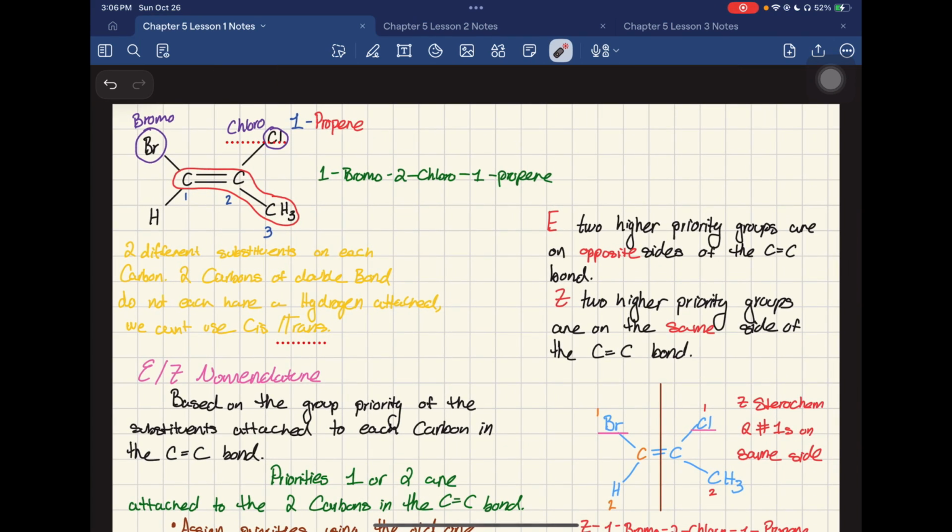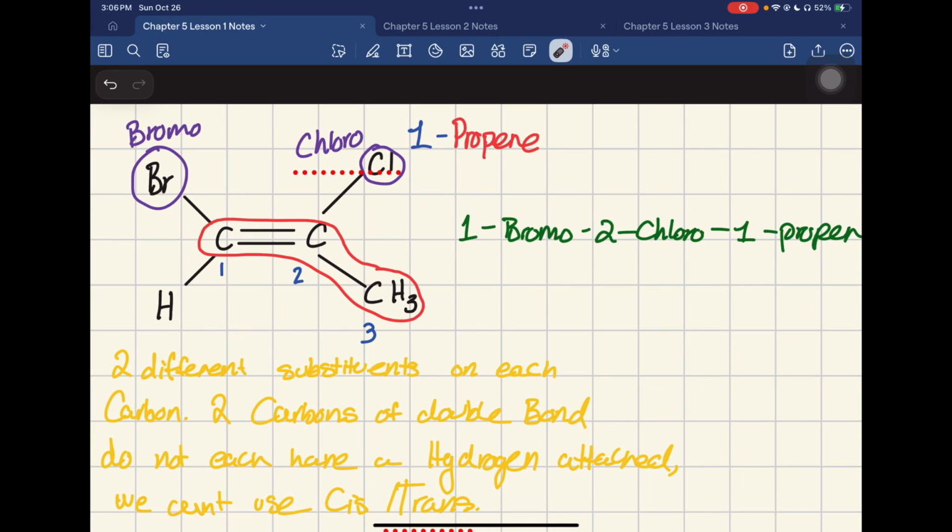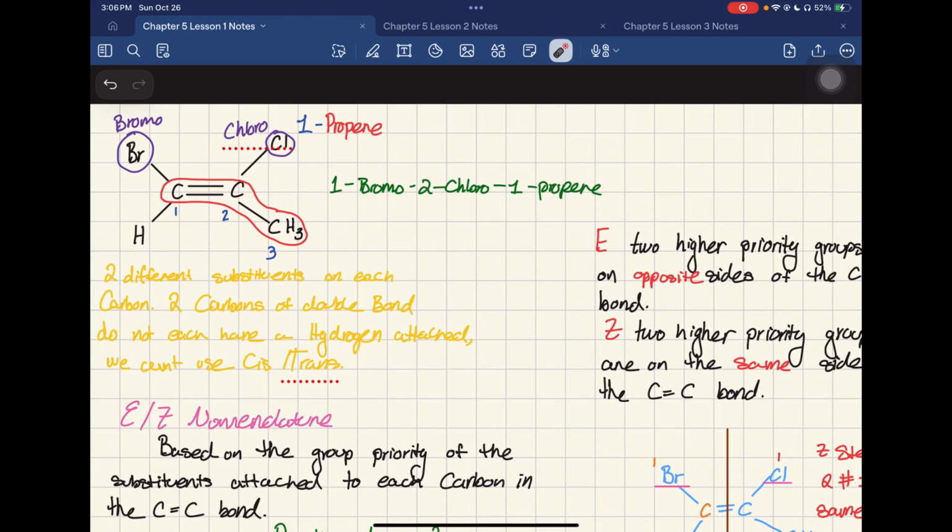Next, we have an example where we can't really use cis or trans, right? So yeah, there are 2 different substituents. However, only one of the carbons has a hydrogen. This one right here has another CH3, another carbon attached to it. So this is 1-bromo-2-chloro-1-propene, right?